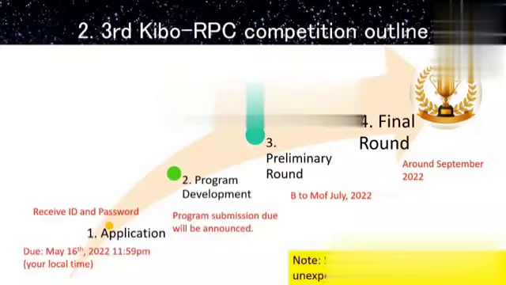After the preliminary round, the top few teams get the ticket to the final round in orbit, which will be held around September 2022 at Tsukuba Space Center. You will have a chance to see Astrobee in real space, moving with your own programs.